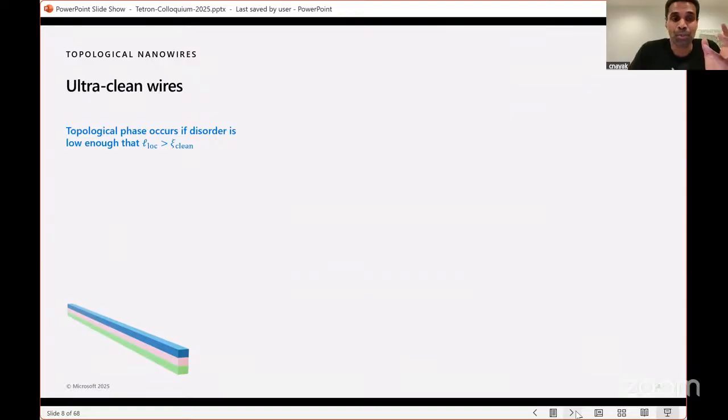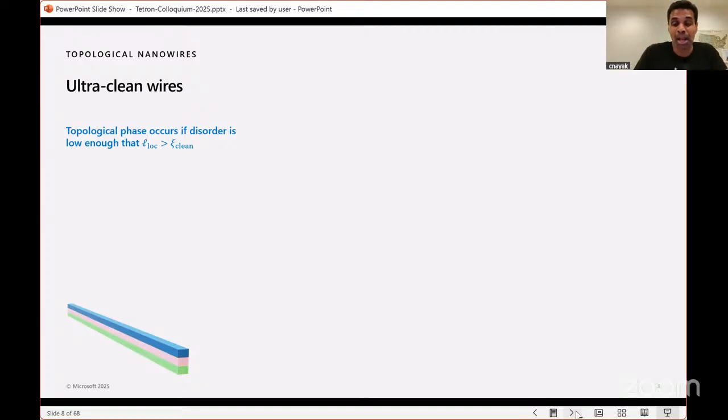Okay, and for such a wire, and for any one-dimensional system, in order to get topological superconductivity in a nanowire, what you need is a localization length, or basically roughly the mean free path. Since it's a one-dimensional system, the localization length needs to be larger than the coherence length. The localization length needs to be larger than the size of the Cooper pairs, okay?